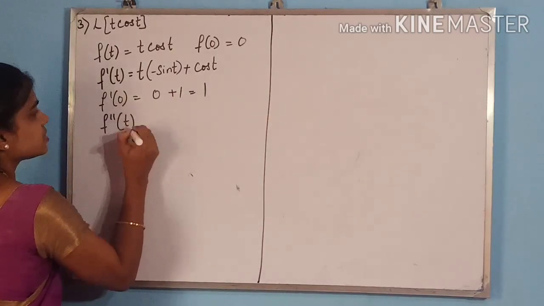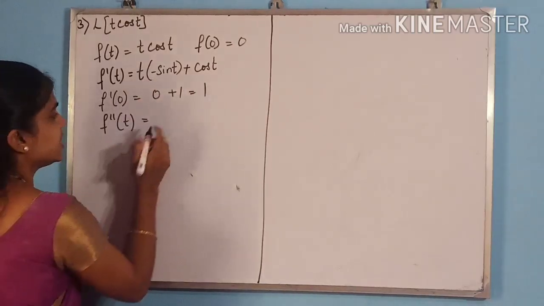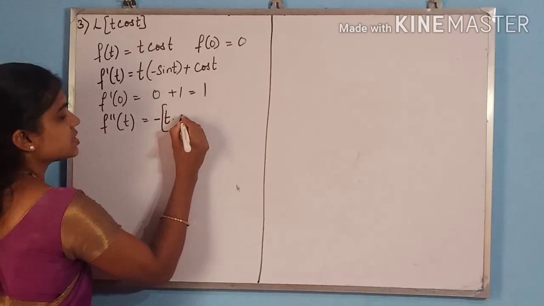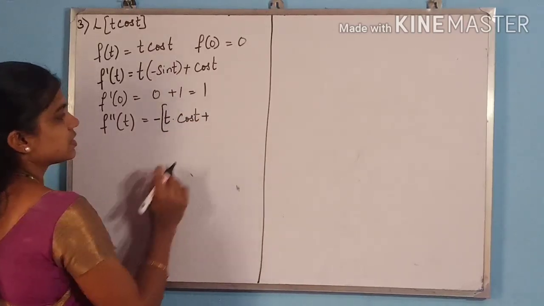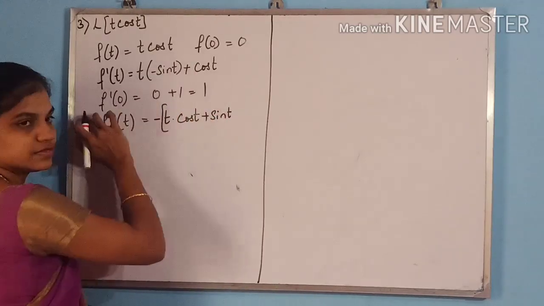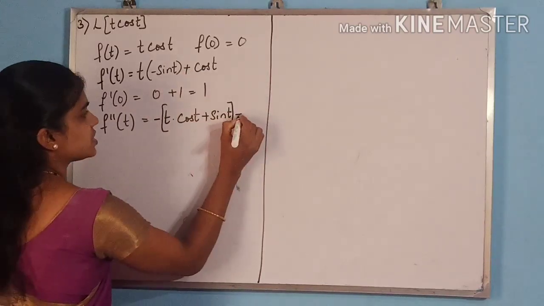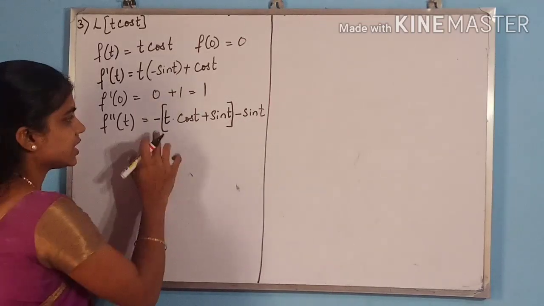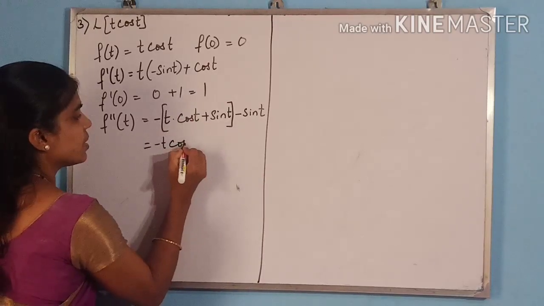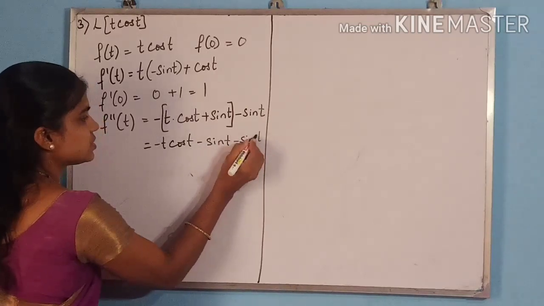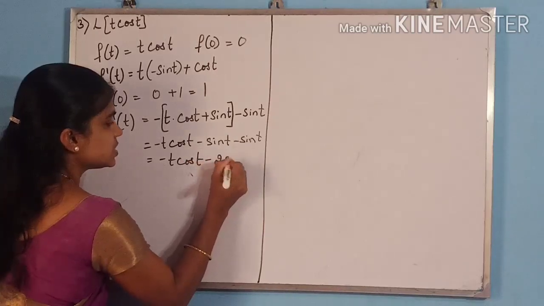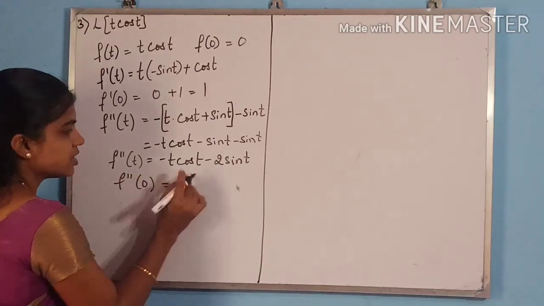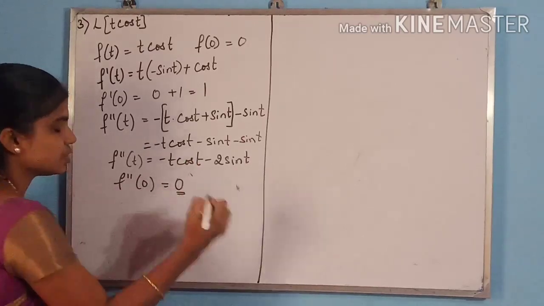F double prime of t is going to be, again I have to differentiate this. So it is minus of, okay, I'll take the minus outside, t sin t, t is kept constant, differentiation of sin t is cos t, plus, okay, sin t is kept constant and I have t, and differentiation of cos t is minus sin t, right? So if I take everything inside, I'm going to get minus of t cos t minus sin t minus sin t. So that is going to be minus t cos t minus 2 sin t. So this is my f double prime of t. So what is f double prime of 0? 0 into anything is 0. Sin 0 is 0. So this is going to be equal to 0.